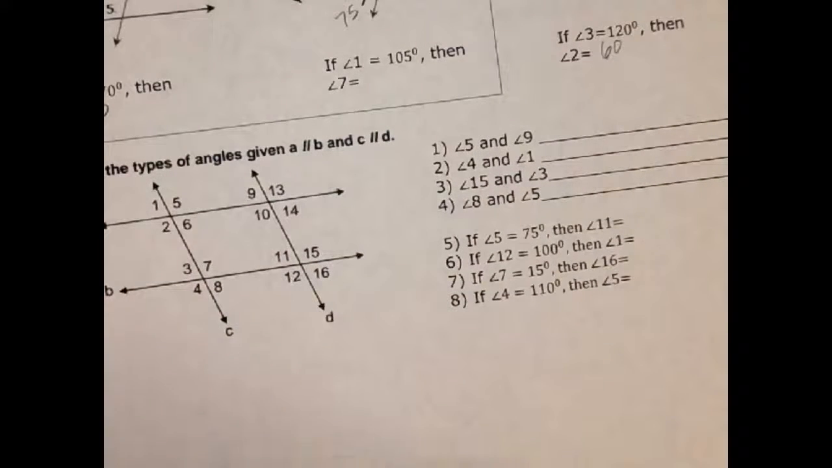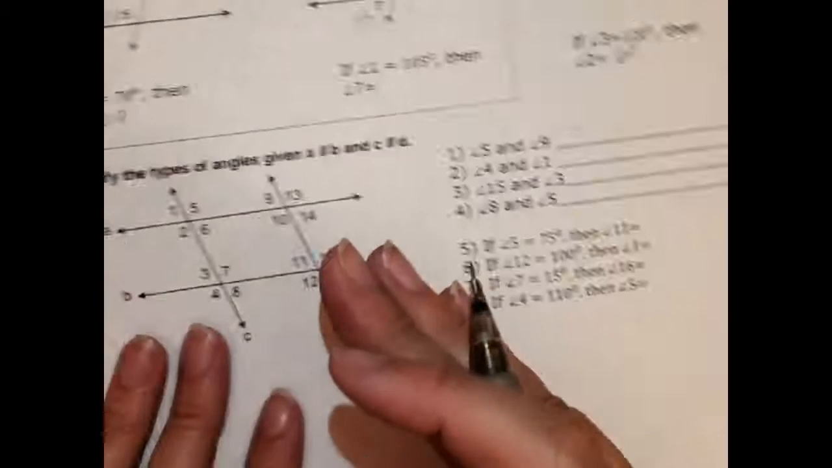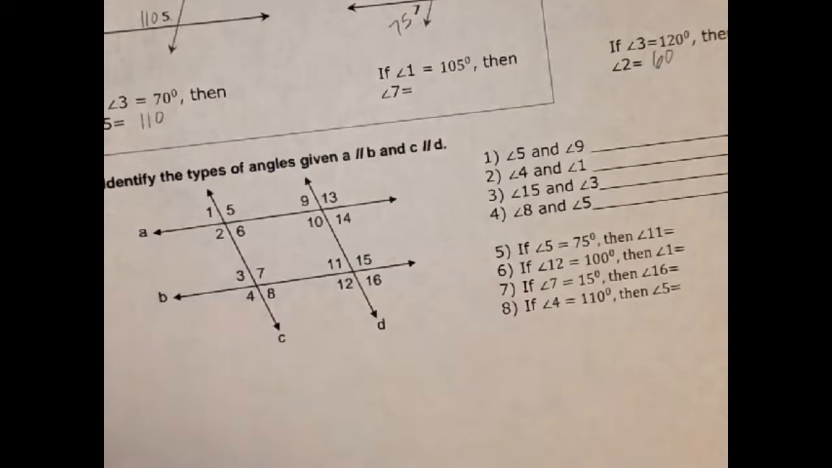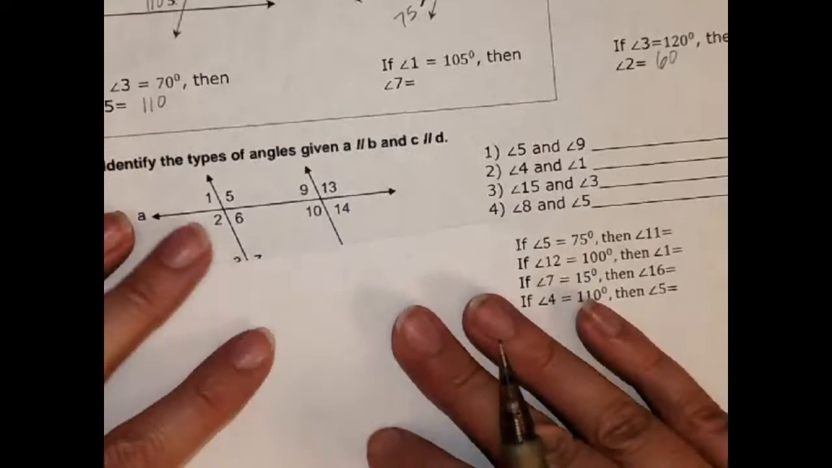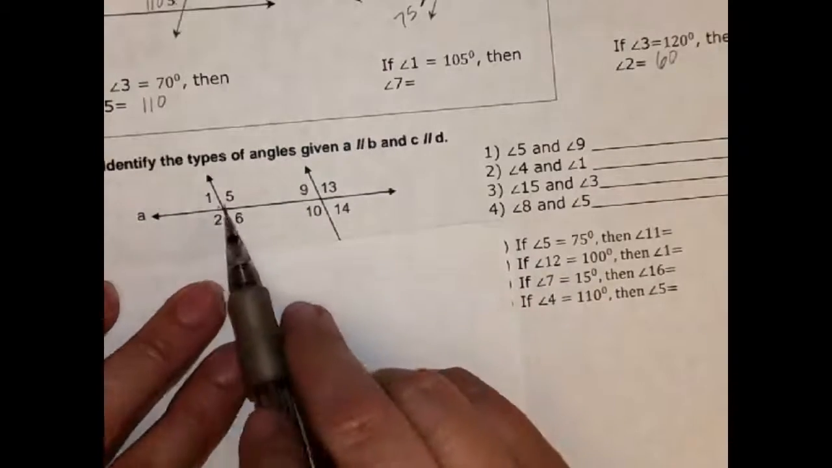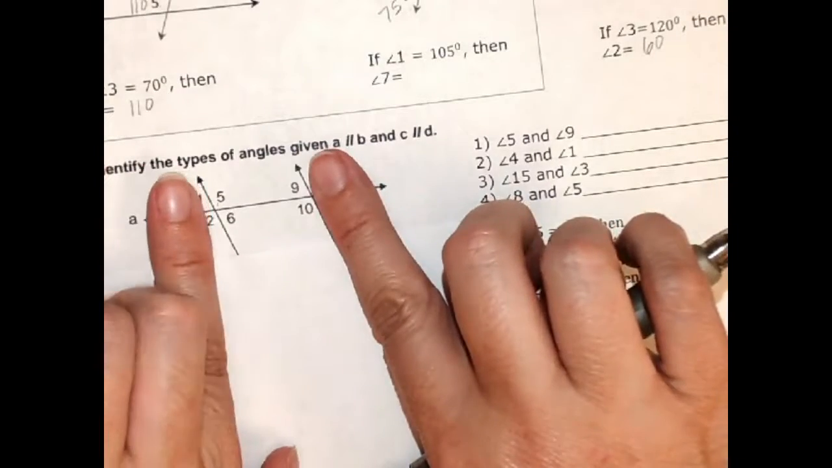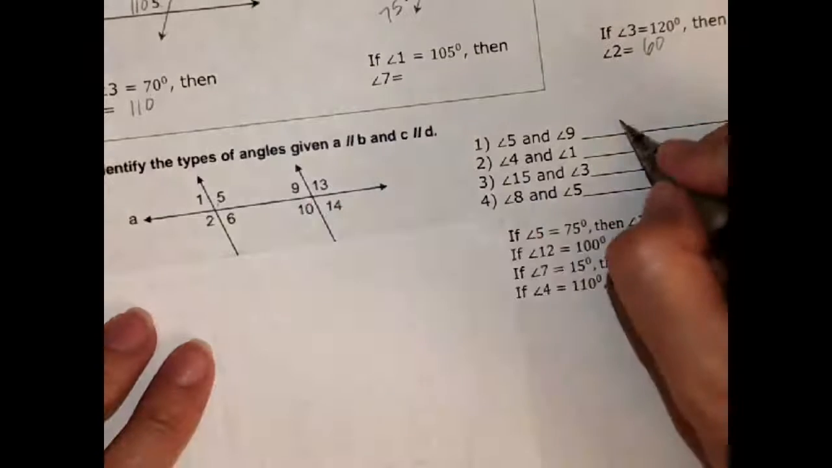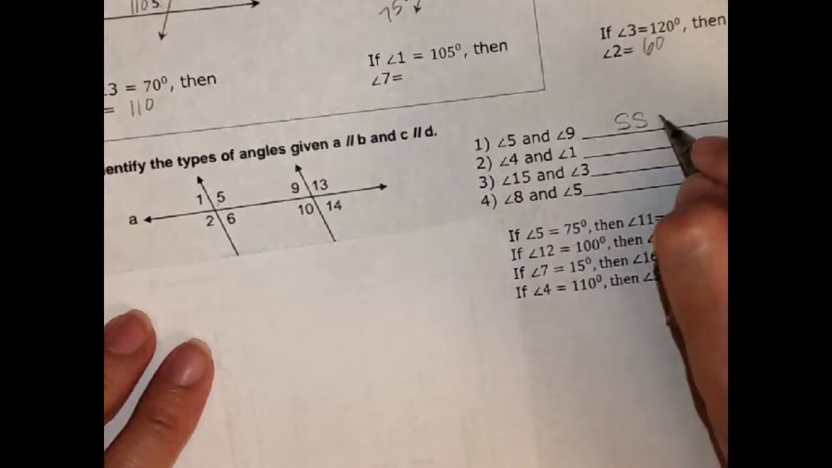Okay, so let's do a few more examples here. Again, I've got two sets of parallel lines, so I should only look at the part that I need for each question. So number 5 and 9. Well, those are both on this part here. 5 and 9 are on the inside of these parallel lines, same side of the transversal, so those are same side interior.